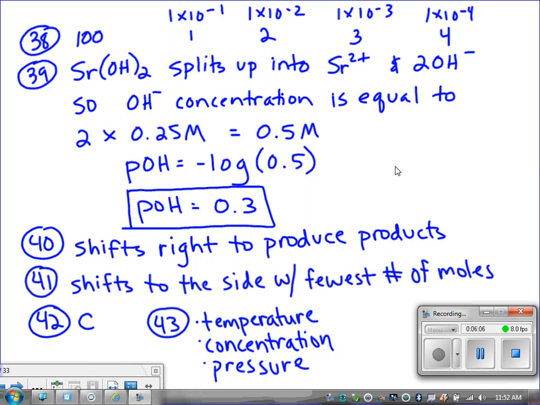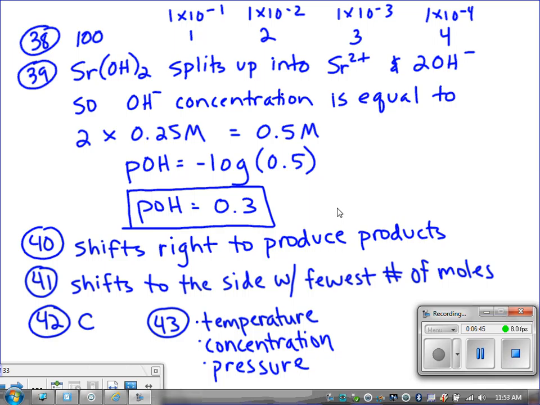this is a time where you're going to have to use your pH equations, but you do need to be aware that this base, for every time it dissolves in water, it splits up into strontium and 2 hydroxides. So before we plug it into the pH equation, we need to double its concentration. All right, so it's equal to 2 times 0.25. So we're really going to be plugging in 0.5 molar for our hydroxide ion concentration instead of 0.25 because we have double the amount of hydroxides here. So when we do that, we get a pOH of 0.3.